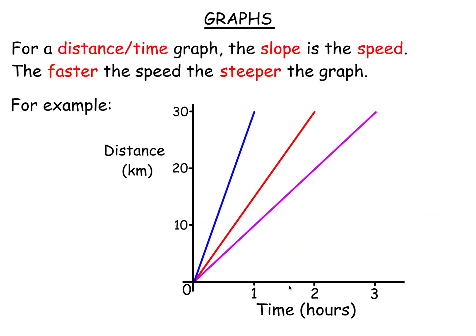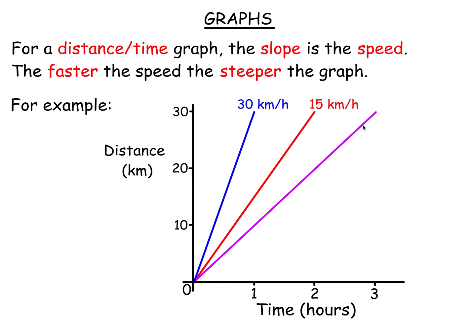Here we have a distance time graph, distance in kilometers, time in hours. The blue line is travelling at 30 kilometers in 1 hour. So distance divided by time is 30 divided by 1, so it's 30 kilometers an hour. The red line is travelling the 30 kilometers in 2 hours. Average speed, distance divided by time, 30 divided by 2, 15 kilometers an hour. So it's half the speed. It's not as steep.